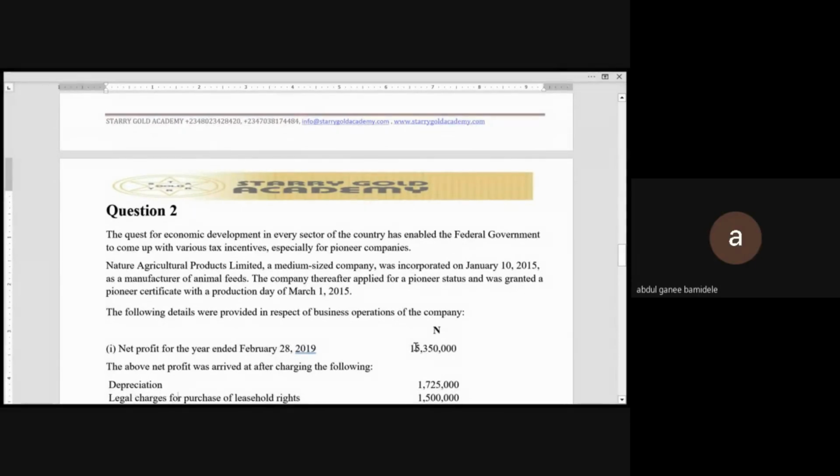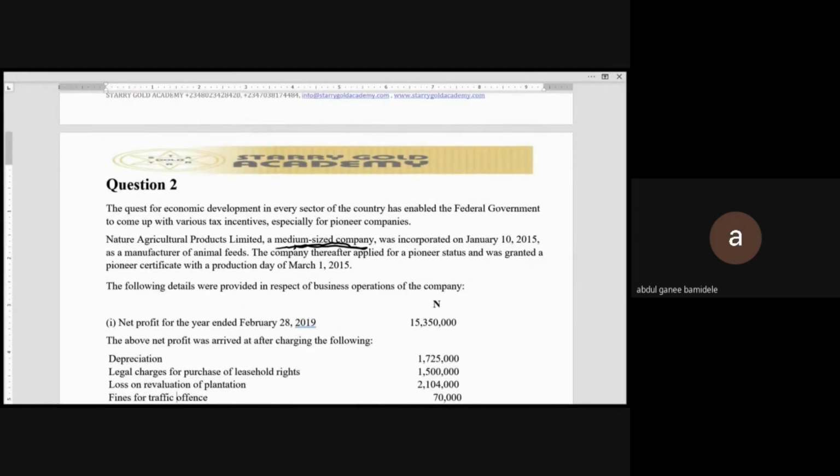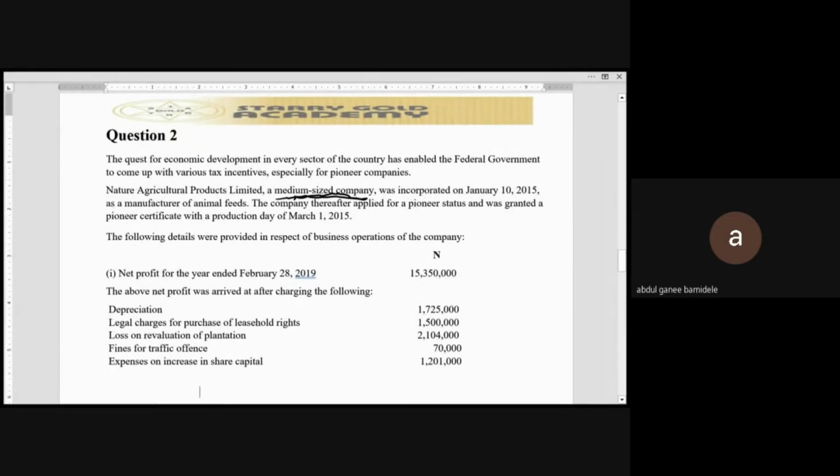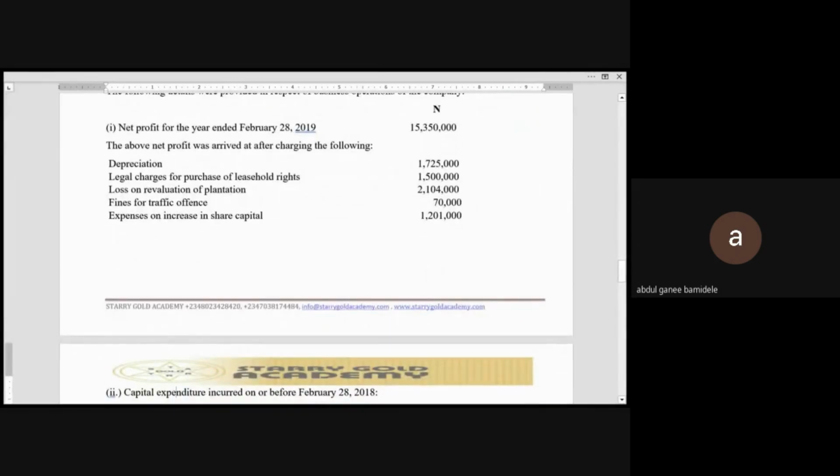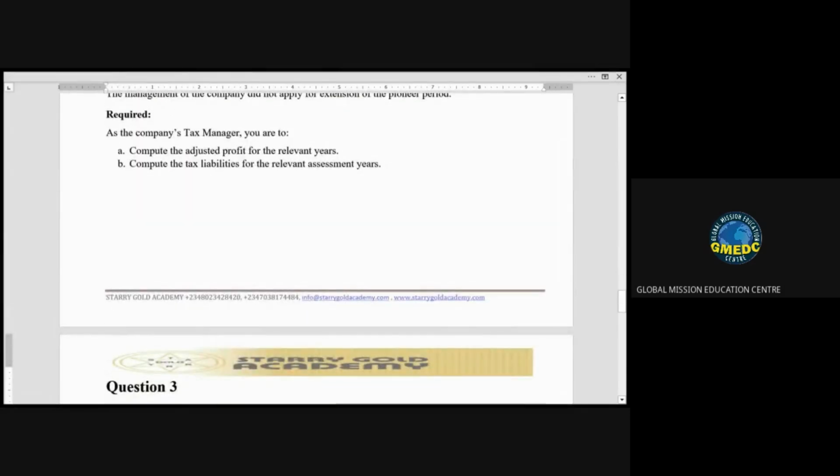Okay, so the company is into agricultural products or produce, right? And you see, they said a medium-sized company incorporated in 2015. The company has pioneer status from 2015. It is expected to expire after 5 years, which ended February 28th, 2019. So they have these net profits. So as the tax manager, you are required to do what? To compute.